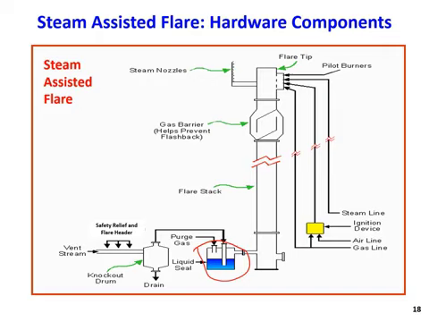We have the flare stack and the gas barrier, which is the same as the molecular seal. Then at the top we have the flare tip, where we can mix the hydrocarbon gas with some steam. The steam line is also located here. So this is a general configuration of a steam-assisted flare.